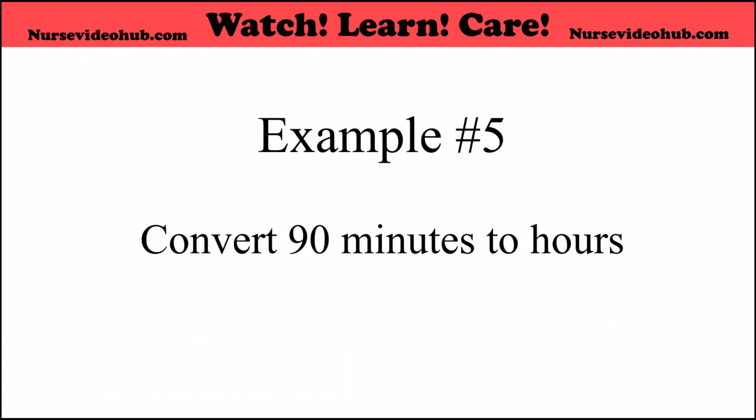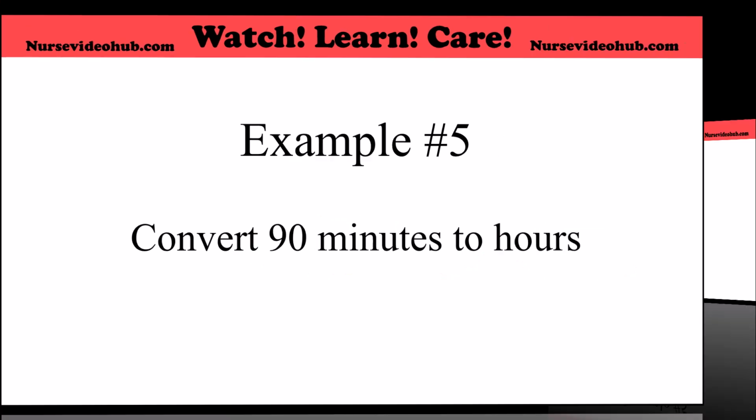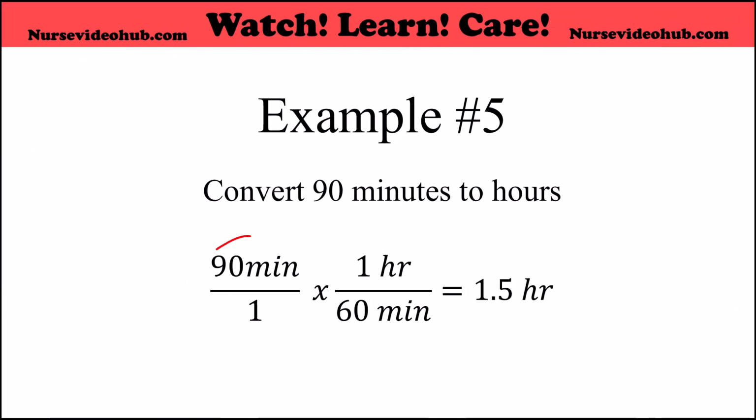Example 5. Convert 90 minutes to hours. First, identify the units you have and the units you need. You have minutes, but you need hours. Then find the correct conversion factor. 1 hour equals 60 minutes. Multiply your original quantity, 90 minutes over 1, by the conversion fraction, 1 hour over 60 minutes.